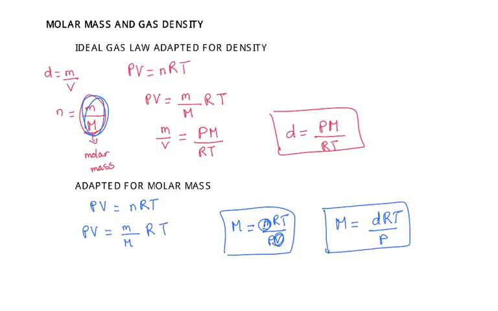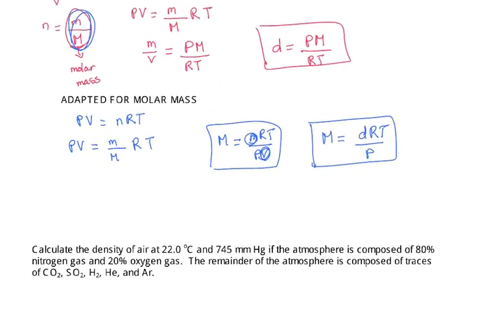I'll have to check, but I think one of these two equations is on your green sheet. I don't think both of them, but I think one of them is on there. But if not, you should be able to derive it by plugging this into PV equals nRT, basically. So let's try a problem.